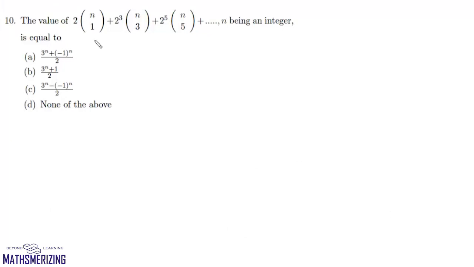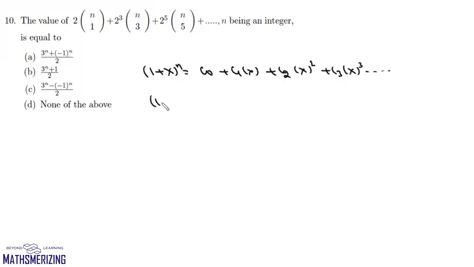Now question number 10: we need to find the value of this series. Now we know that (1 plus x) to the power n is C0 plus C1x plus C2x square plus C3x cube, and this series will continue, and (1 minus x) to the power n will be C0 minus C1x plus C2x square minus C3x cube, and again we'll continue.